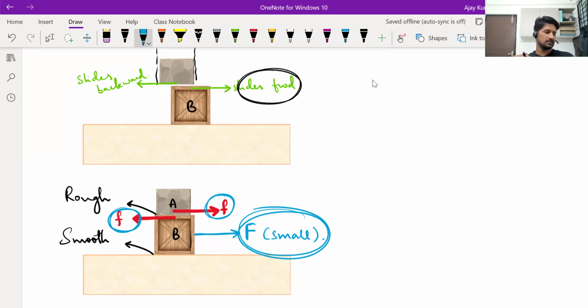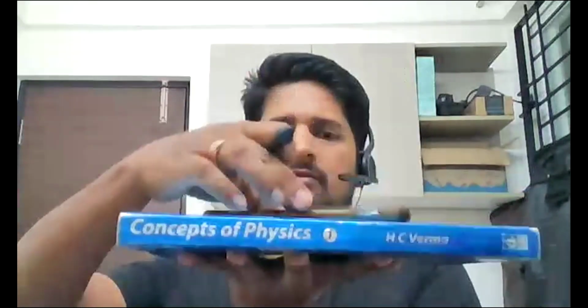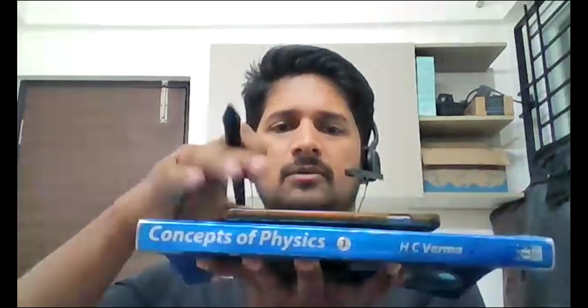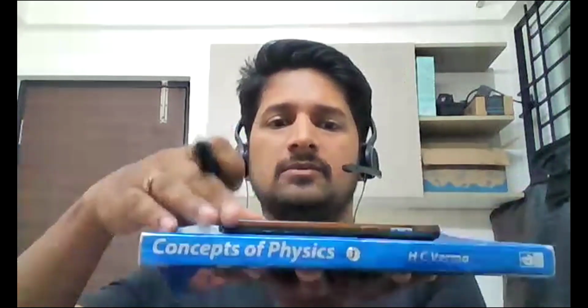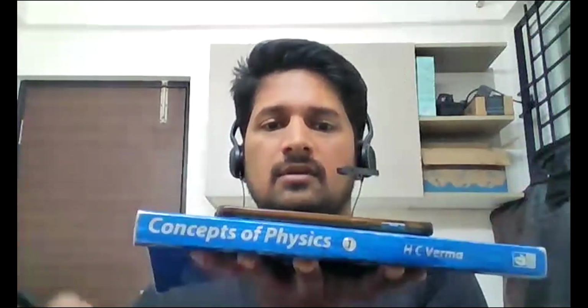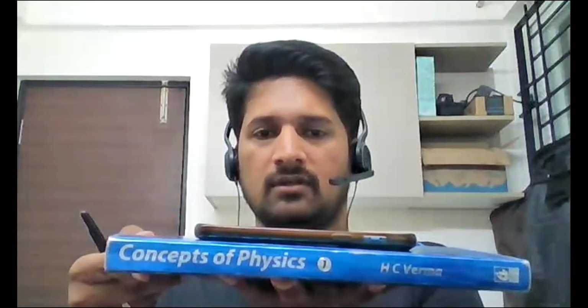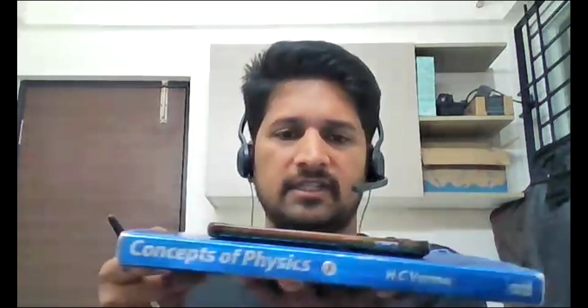The surfaces, like in this case, I'm also using a book and a mobile phone placed on top of it. I hope you're able to see both of them. Now, I will only move the book, but the mobile phone moves along with it, and there is no sliding between them.